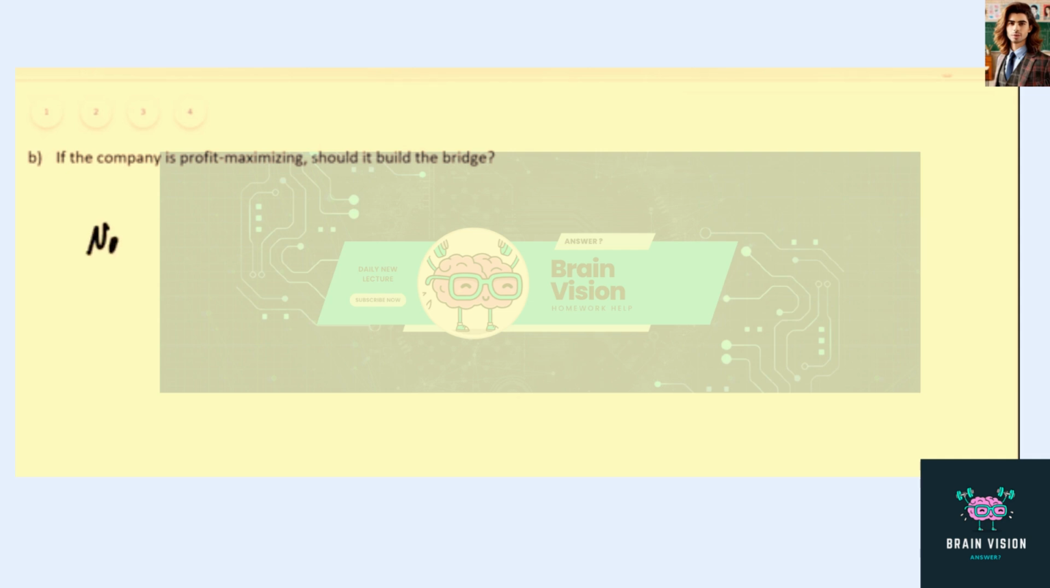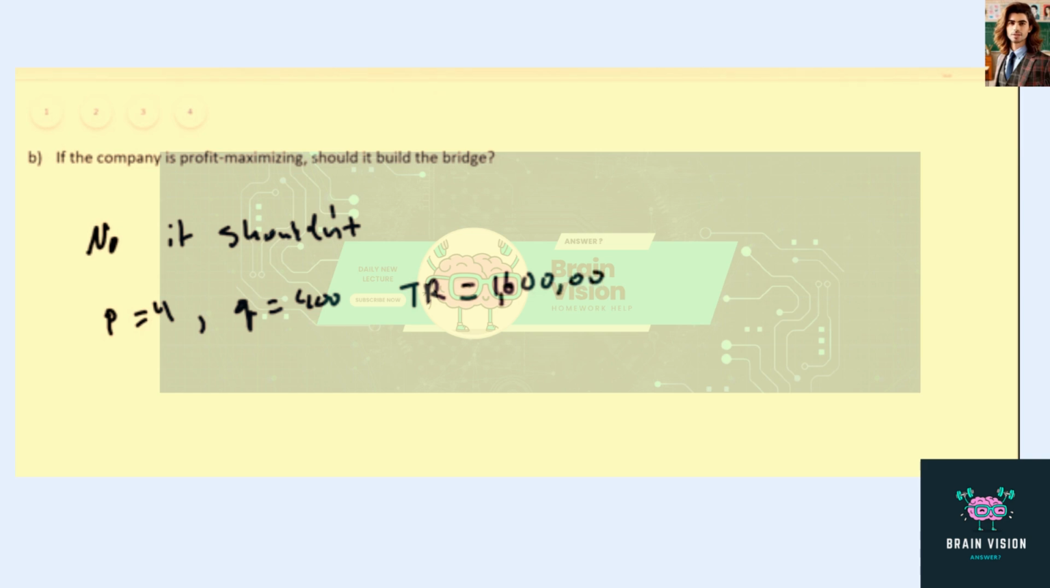The next part of this question asks, if the company is profit maximizing, should it build the bridge? And the answer is no, it shouldn't. We know that if it's profit maximizing, it's going to choose a price equals 4 and a quantity equals 400, which means the total revenue is going to equal 1600, which is 1.6 million because the quantity is in hundreds of thousands. But remember that it costs the company $2 million to build the bridge, and so when it's maximizing profit, it's still coming out with a loss, so the company should not build the bridge.